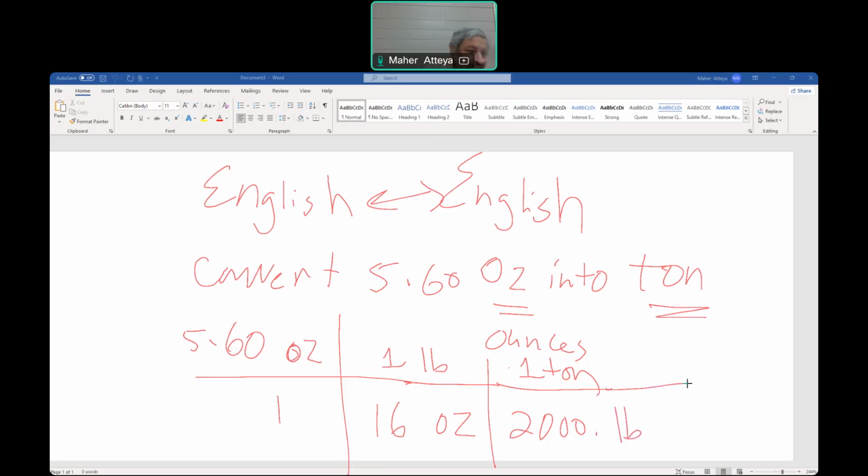Now, as you can see, changing the color here with blue color, ounces cancel with ounces, pounds cancel pounds, and the only thing left is your ton. Now, 5.6 divided by 16 divided into 2,000. So let's take our calculator here. We take the calculator aside so we can see it.